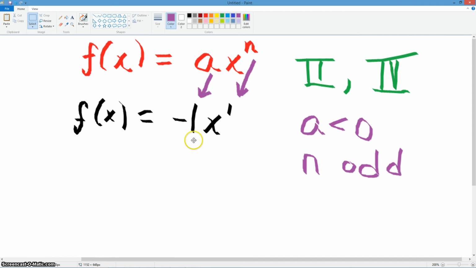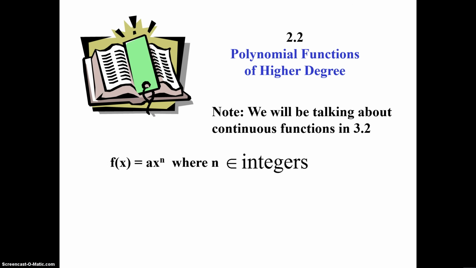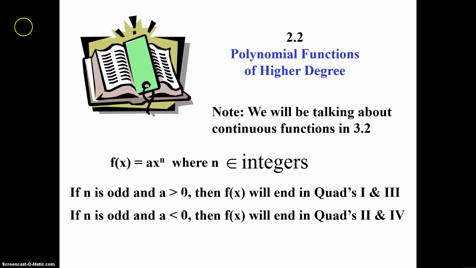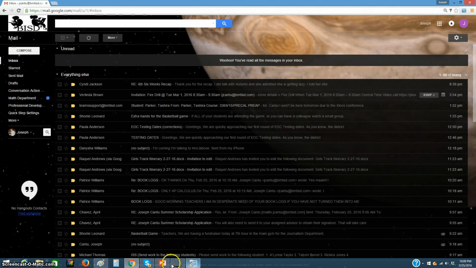Let me give you an example. Let me click on this next, there we go. Okay, so if n is odd and a is less than 0, in other words negative, then f of x will end in quadrants 2 and 4. That has been confirmed through our work. So now let me give you another example.